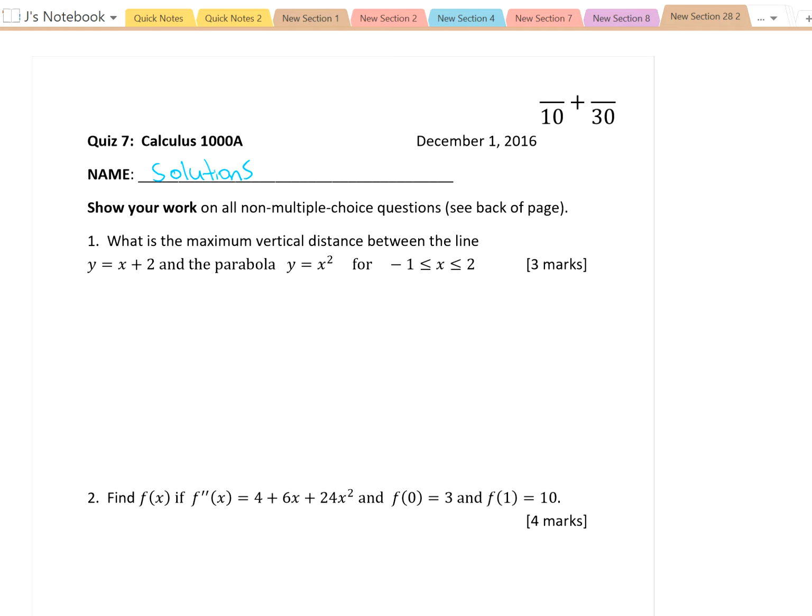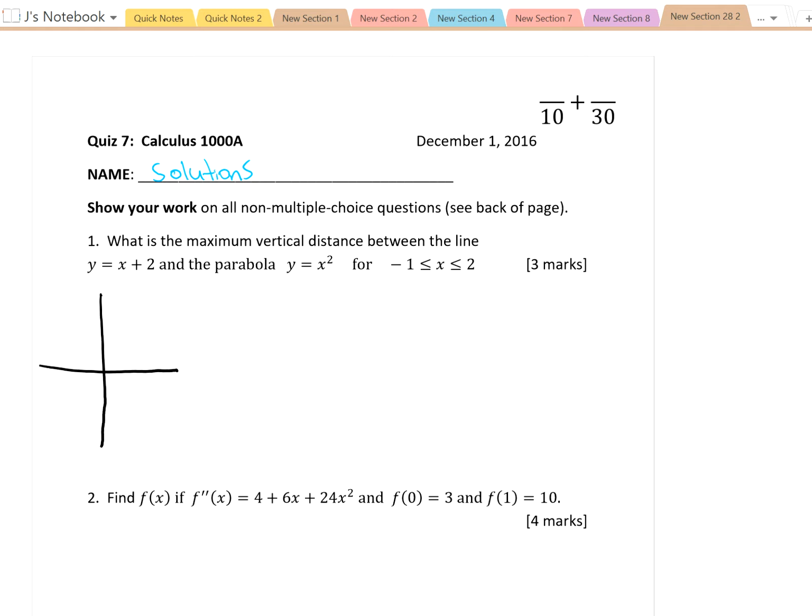First question. What is the maximum vertical distance between the line y equals x plus 2 and the parabola y is equal to x squared? It's helpful, not necessary but helpful, to draw a picture of this. Let's see. Okay, so here's a sketch.